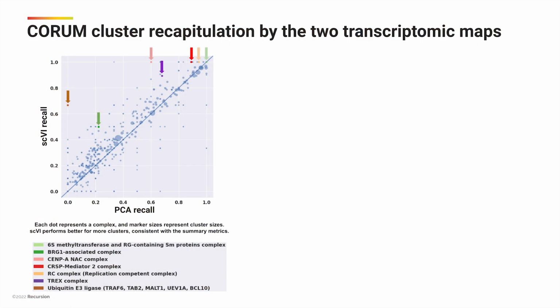On the previous slide, we looked at the results globally across thousands of pathways. To provide a more granular perspective, let's now look at how the two transcriptomic maps compare in terms of the recall value per cluster on the CORUM dataset, as shown in this scatter plot. Consistent with the summary metrics, the SCVI pipeline performs better for most of the clusters, as represented by more of the points falling above the diagonal than below.